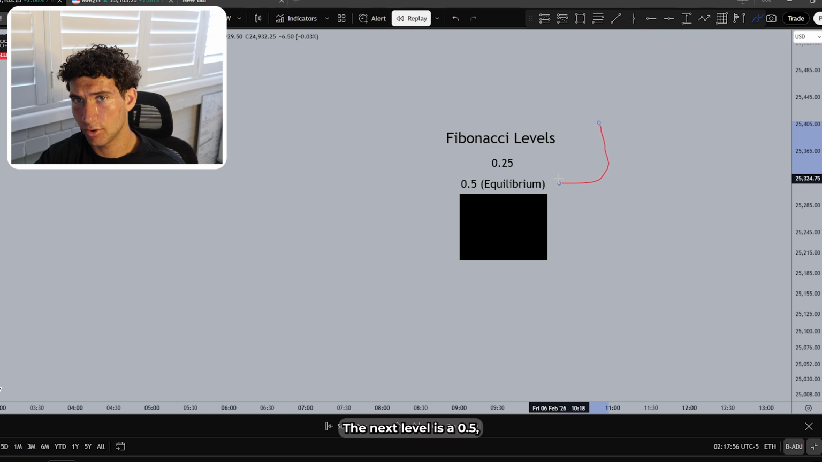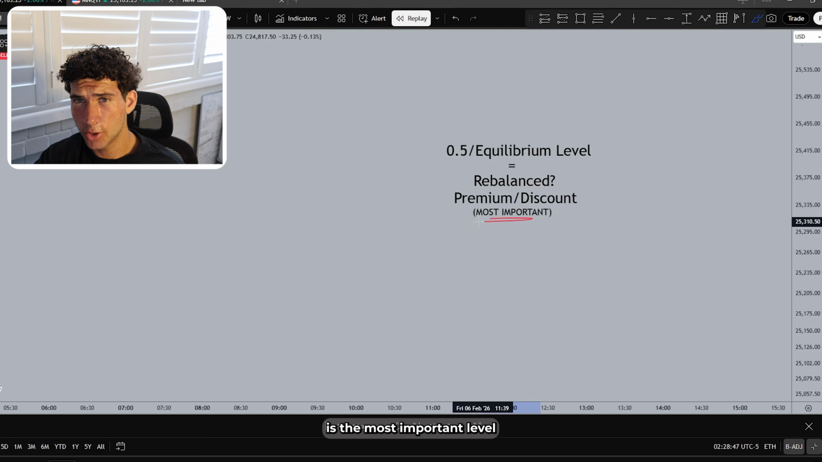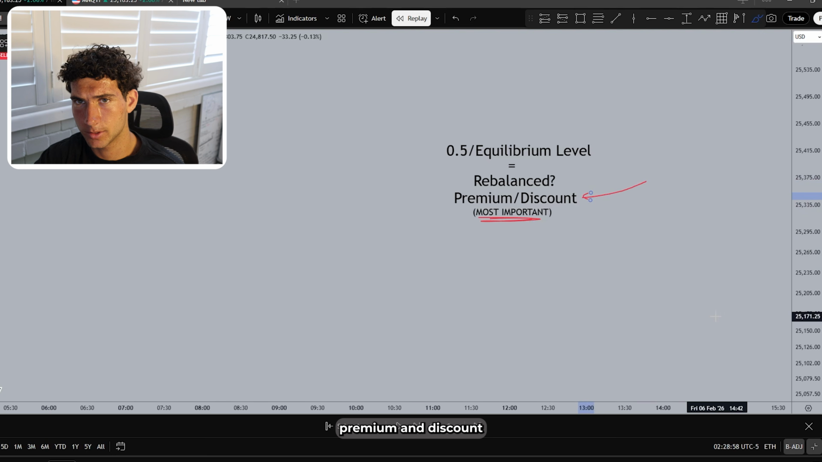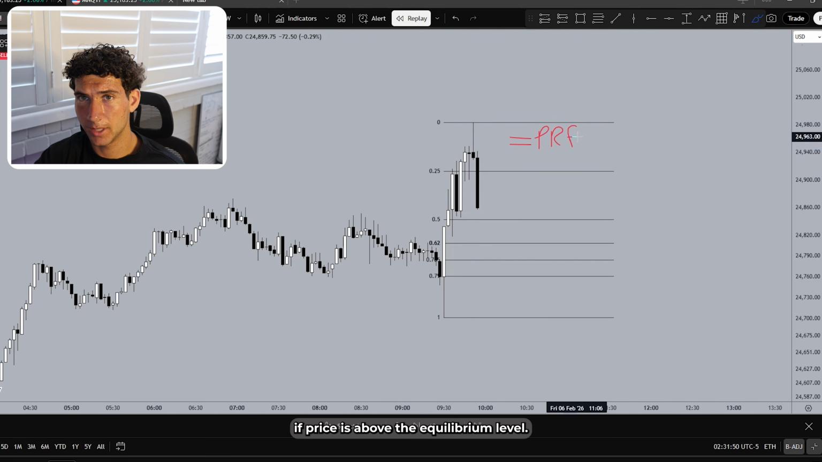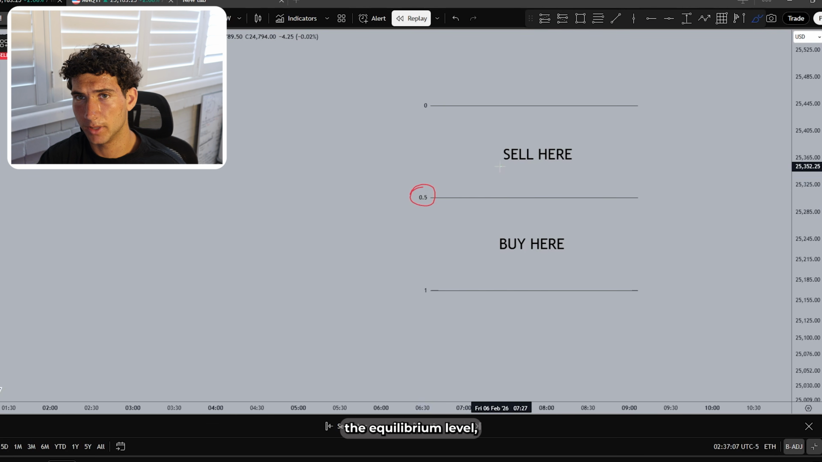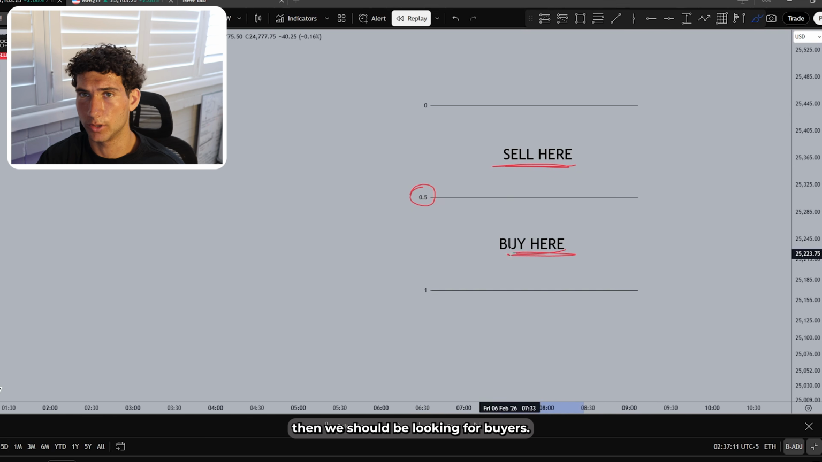The next level is the 0.5, or more commonly known as the equilibrium level. This is the most important level when using the Fib. This is because it signals when a range needs to be rebalanced. It also signals premium and discount. If price is above the equilibrium level, we are in premium. If we are below, then we are in discount. So if price is above the equilibrium level, we should be looking for sells. If it is below, then we should be looking for buys.